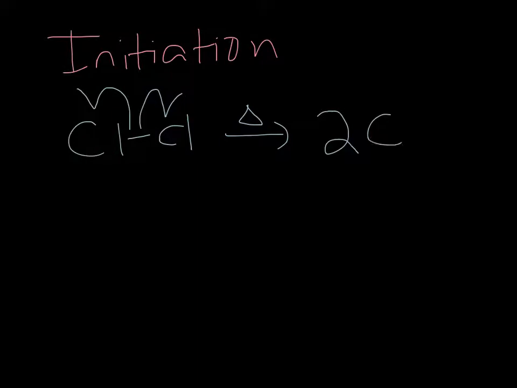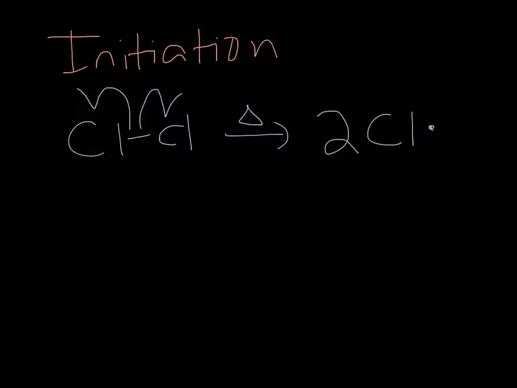The first step is an initiation step where we generate some initial chlorine radicals, and that gets the reaction going. So that chlorine bond is a longer, weaker bond. Upon some type of energy, in this case heat, I can homolytically cleave the bond to give chlorine radicals. Remember, I'm using single-headed arrows because I'm moving one electron at a time. So whenever there are radicals involved, we're going to see those single-headed arrows.